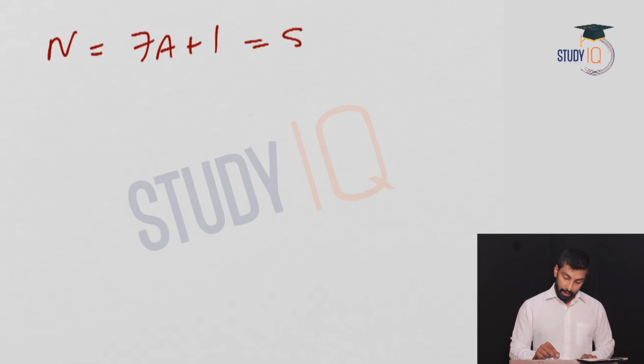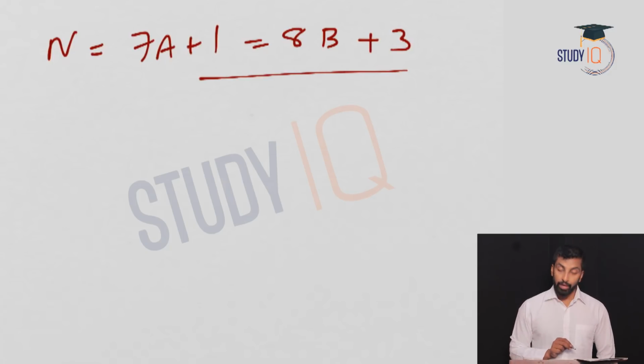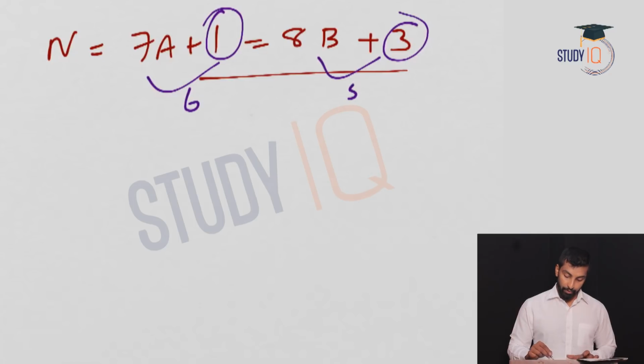Let's take a number which when divided by 7 leaves a remainder 1, and when divided by 8 leaves a remainder 3. So if you observe here, the remainders are different. Second, what you will see is the difference between the divisor and remainder. Here it is 6, here it is 5. So this is not type 1, this is not type 2. So what you need to do is, you need to do it manually.